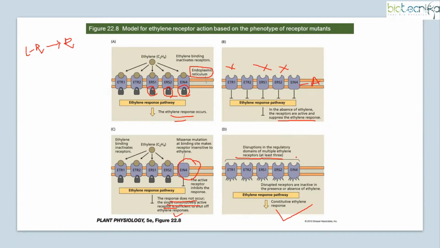I hope I am clear to all of you. No confusion, right? Yes, the triple response and the 4 models of ethylene receptor. Clear, right? Can I get a thumbs up?